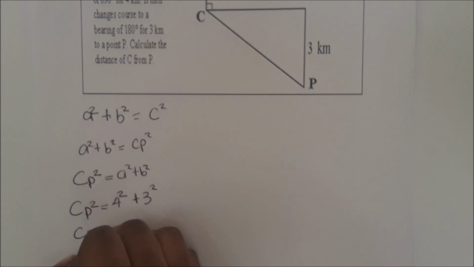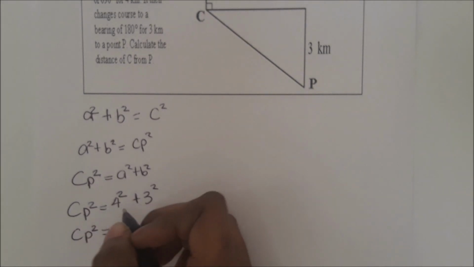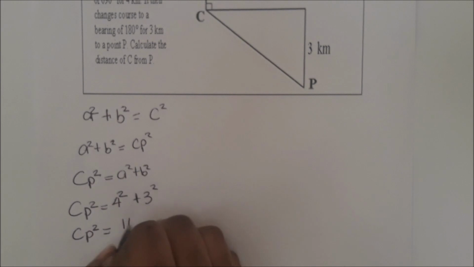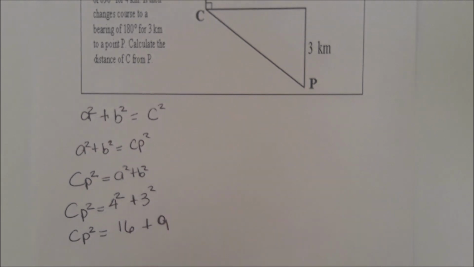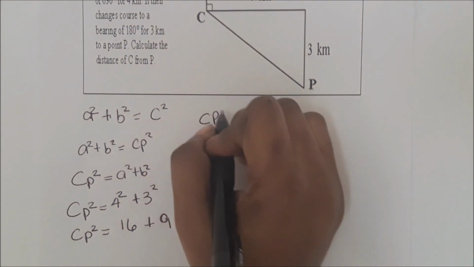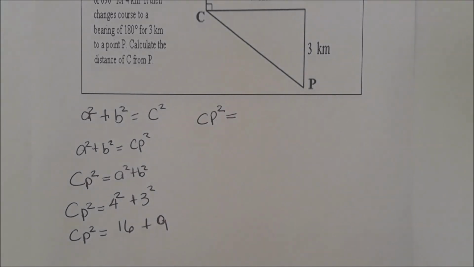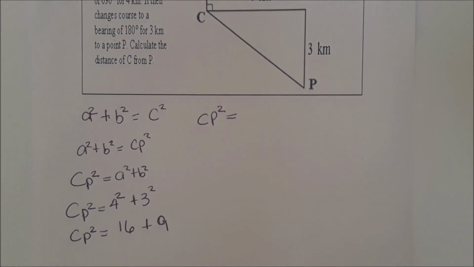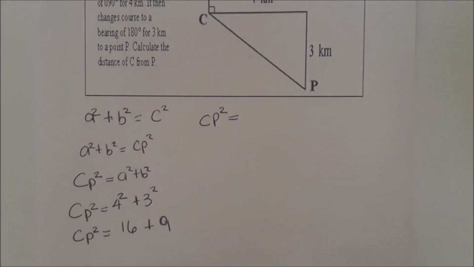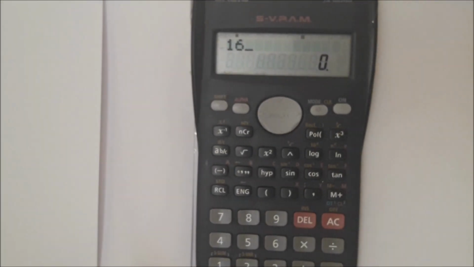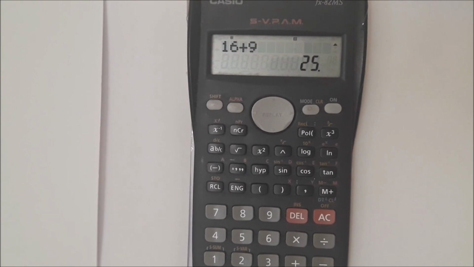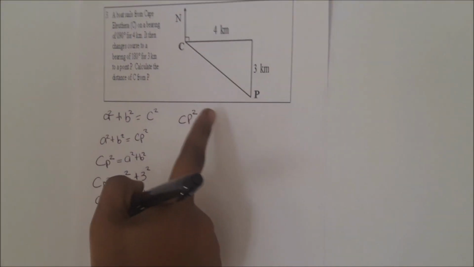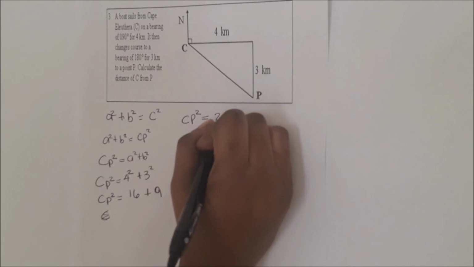So now CP squared equals 4 squared, which is just 4 times 4, which is 16, plus 3 times 3, which is 9. Now we're going to move to our calculator. You can just type it. We're going to type in 16 plus 9, which is 25. So now we have CP squared equals 25.